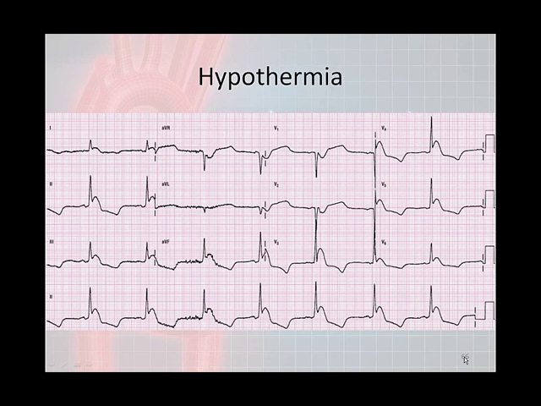This person was very cold, as you can see, and what's happening here is you're developing these global Osborn waves. You can see them over here, you can see them over here. Even if you look over here in II, III, and aVF, you can see them as well. All of these are Osborn waves. They look like ST segment changes. They look like an acute coronary syndrome. In this case, I would probably be more worried about the patient having a hypothermic event.